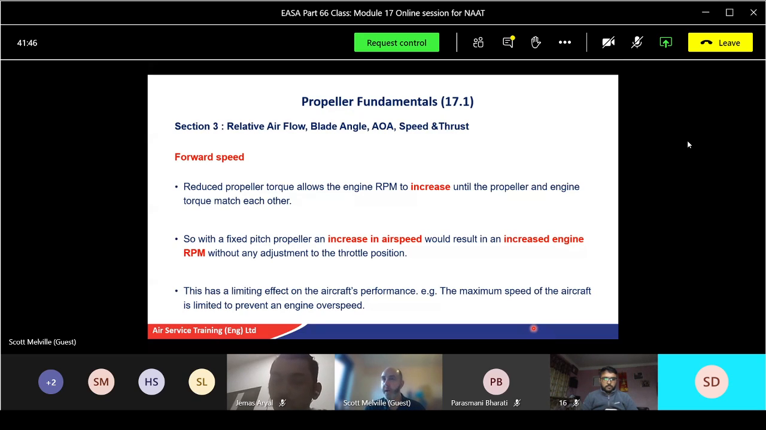In other words, the maximum speed the aircraft is limited to prevent engine overspeed. So when you're getting a faster moving aircraft, you have to watch how fast your RPM is going and bring the RPM back so you don't overspeed your engine. You can imagine if the aircraft's in a dive, high forward speed, potentially really, really small angle of attack of the blade, the engine can overspeed and blow your engine up. So you don't want that.